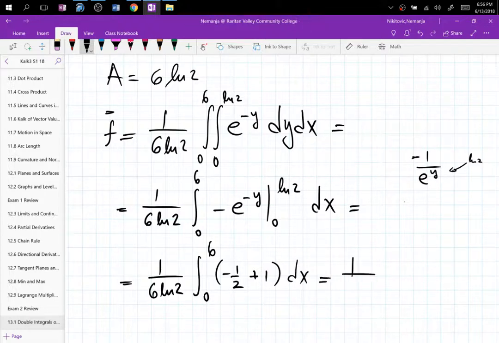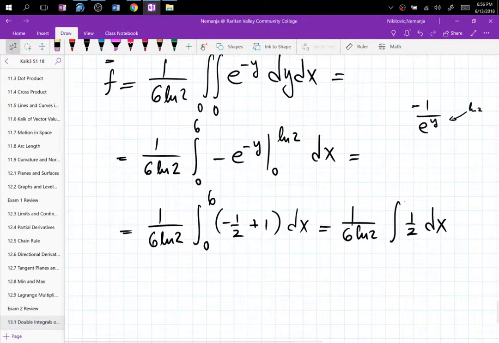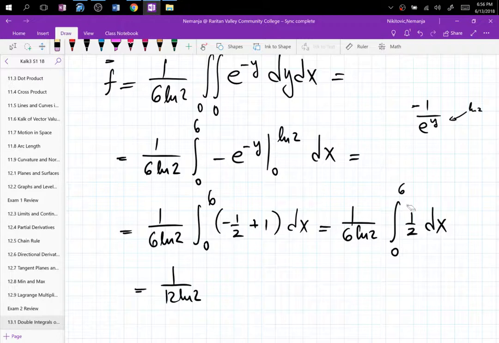dx. So 1 over 6 ln2, integral of just 1/2 dx. Well, that half goes outside as a 12. 1 over 12 ln2. I swear it's a negative 1. Isn't it a negative 1? It's negative 1, but it's already minus. Minus in the formula and a minus over here. Two negatives give you a positive, plus 1. Thank you.